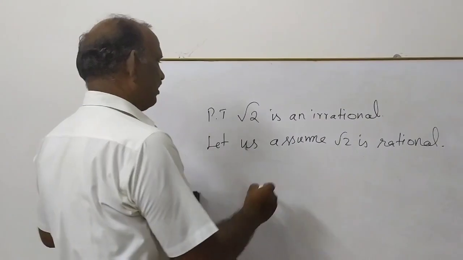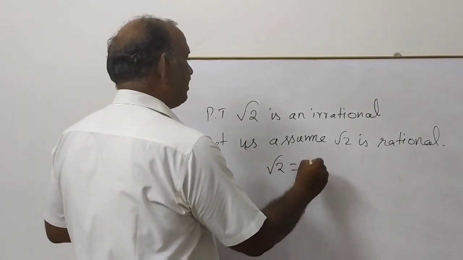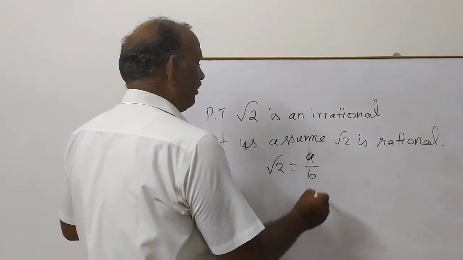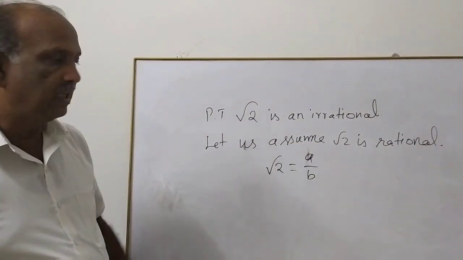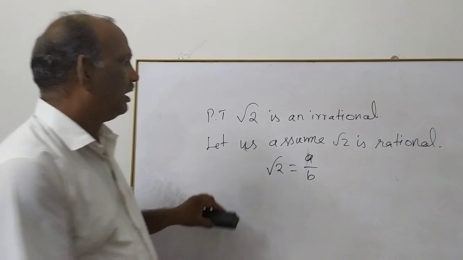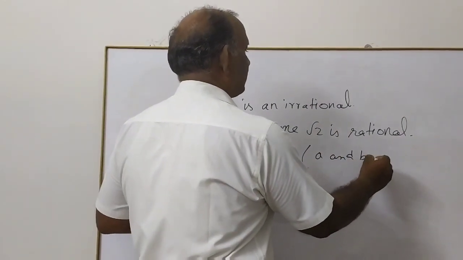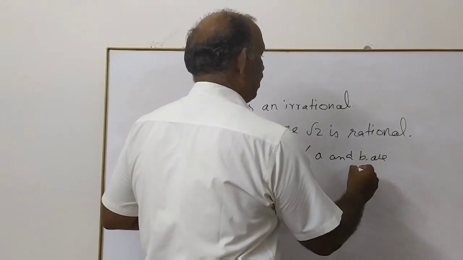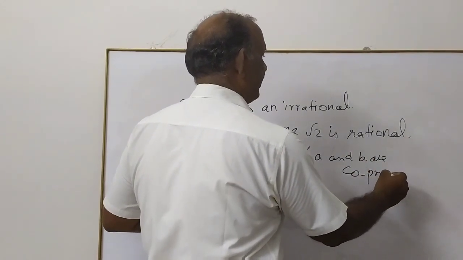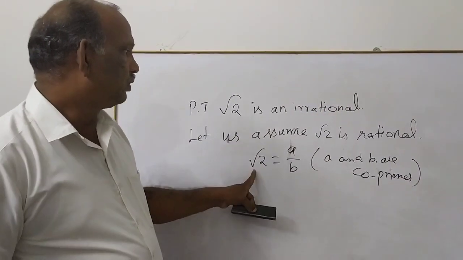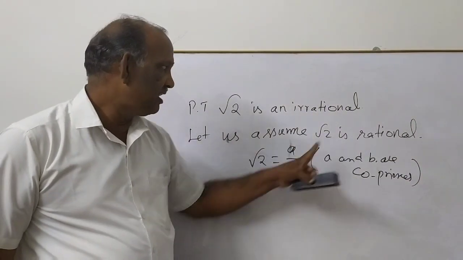Root 2 is a rational number. Rational number means what? It can be written in the form a by b, b not equal to 0, and a and b are co-prime. Rational number means a and b are co-primes. Suppose root 2 can be written in this form.